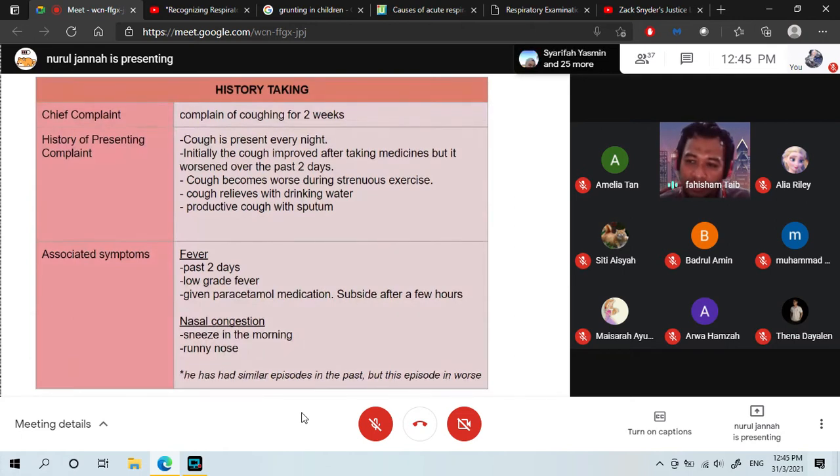So anything else? Features. When you take the history, you need to tell the examiner the typical features. Don't just tell me something. Presentation is about regurgitating the information and telling me specific information that you took from the history or from the parents. I know this is just an imaginary kind of history.